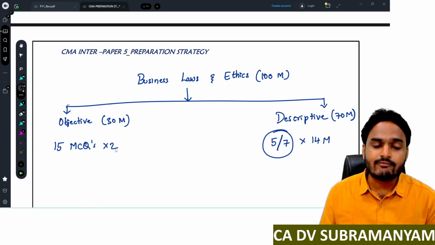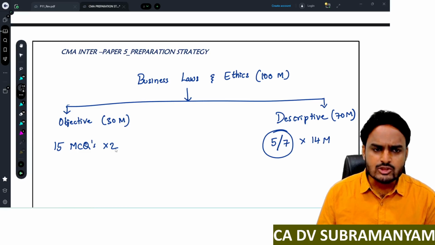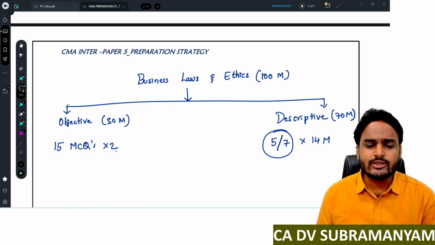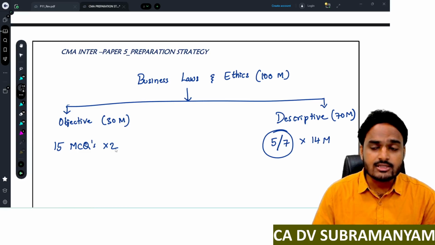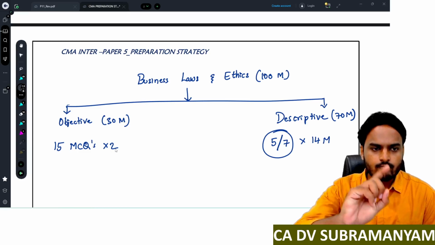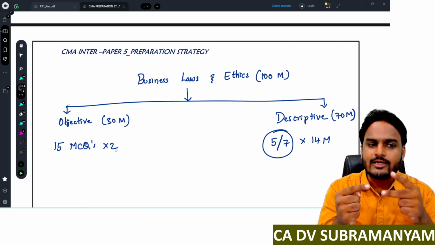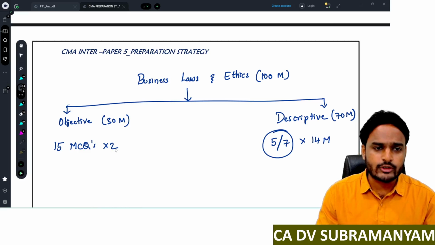Next one, descriptive questions, section B. You will be given 7 questions and you have to attempt only 5 questions. Each question carries 14 marks and you need to attempt only 5 questions. So 5 into 14, 70 marks. Again, each and every question will have 2 sub questions. Understood? So in each and every question you will find 2 sub questions. Each may carry 7 marks. So 7 plus 7, 14 marks.